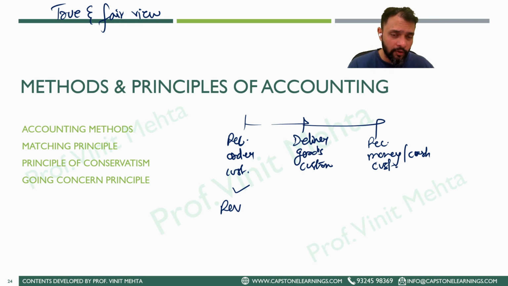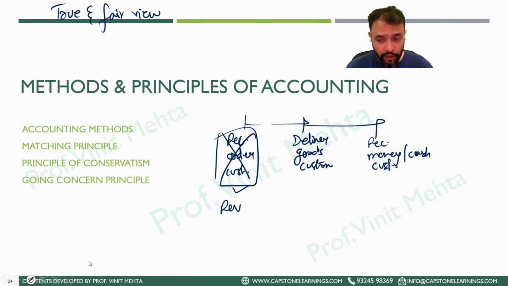Can I help you out over here? What you're trying to say is that, let's say I recognize my revenue on the day I receive the order, but what if the order gets cancelled the next year? Can I say it will not show the true and fair view of the business to the stakeholders, the external guys? Yes. That is the reason why this is out of the question.